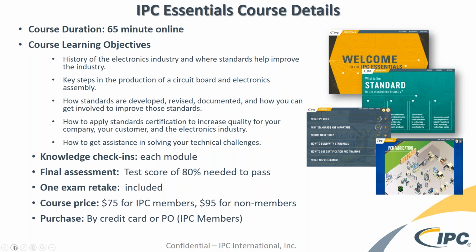One of the first questions people ask is, how much does this cost? IPC members, $75 per person per access for the course, $95 for non-members. The great thing is it can be purchased by credit card or purchase orders for IPC members. You can go on to the IPC Edge platform, which we'll talk about in just a little bit, and make the purchase directly there. Companies can purchase vouchers and then assign those vouchers to individual students, and they can go on and take the course at their leisure.